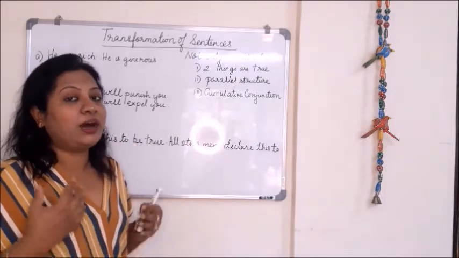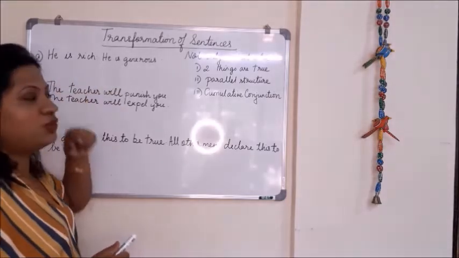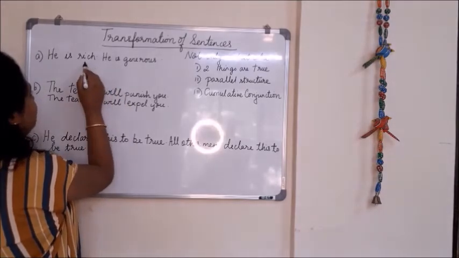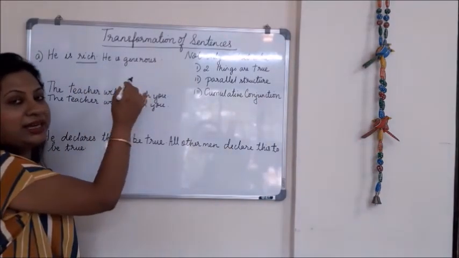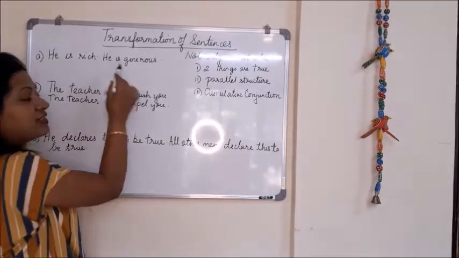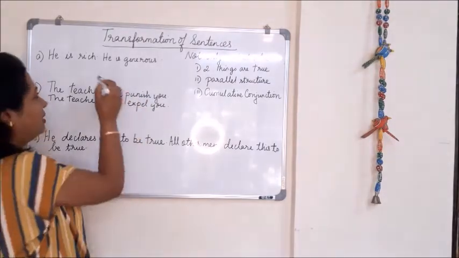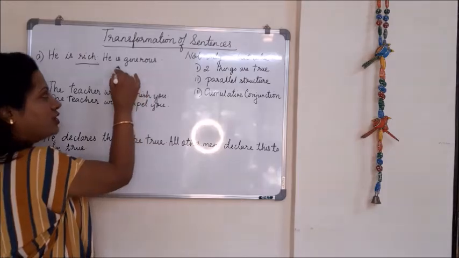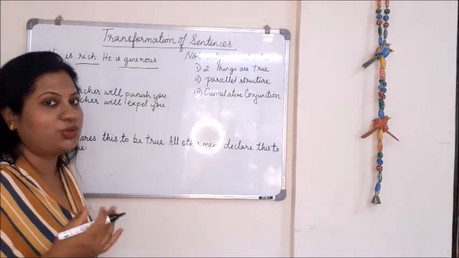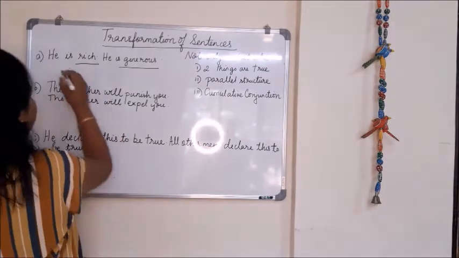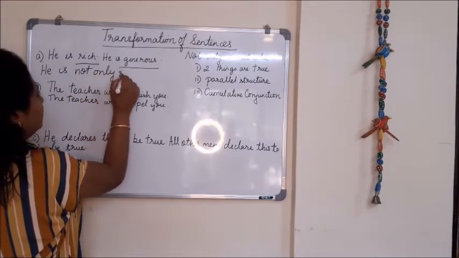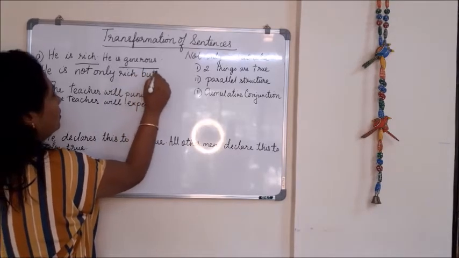So let's see how we can combine these two statements using not only but also. The first statement here is he is rich, and the second statement is he is generous. Rich is an adjective, generous is also an adjective. So how do we combine this? It's actually very easy. I will show you how we are supposed to combine this. He is not only rich but also generous.